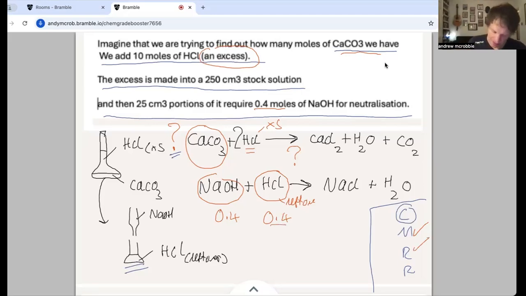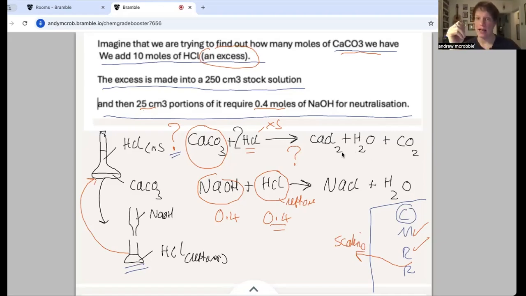We've just done that. But then we've got to scale up. We need to go back into the original. So it's CMRR with a scaling, which we've seen before. So guys, just remind me, if I've taken 25 centimeters out, how do I scale the moles up to 250? What do I have to do to my number?